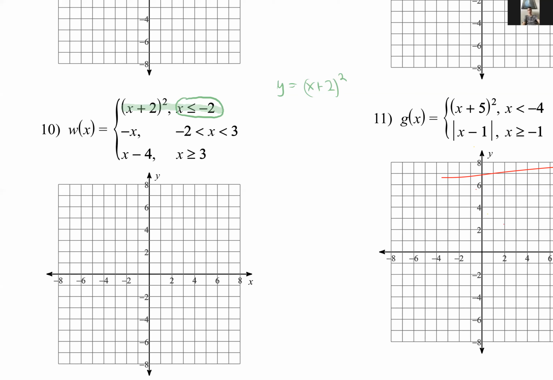How do you know it's a parabola? Just because anytime you have an x that's being squared, you know it's a parabola.